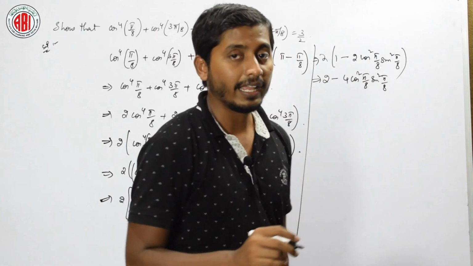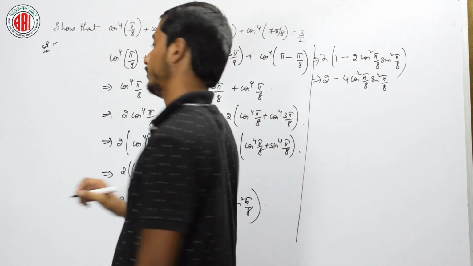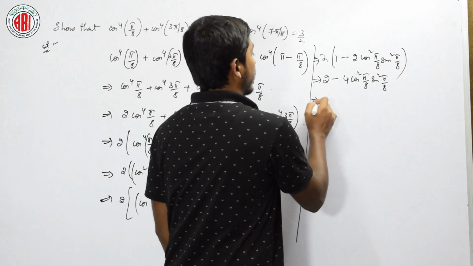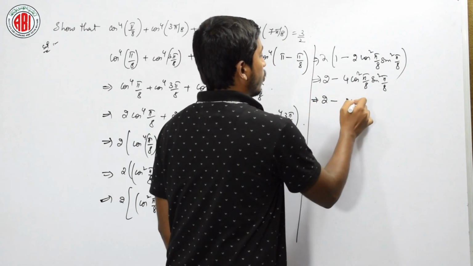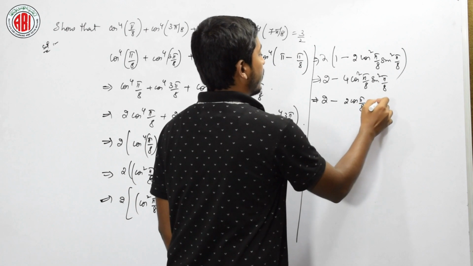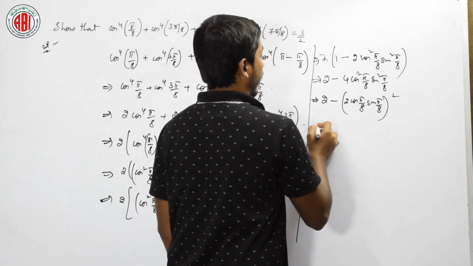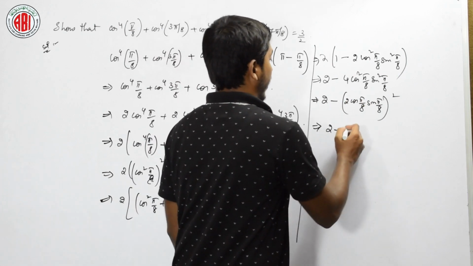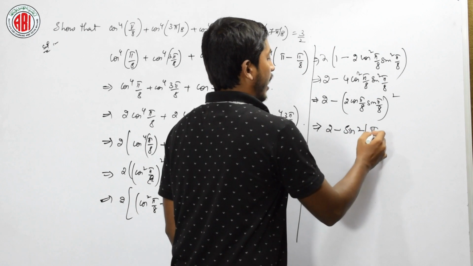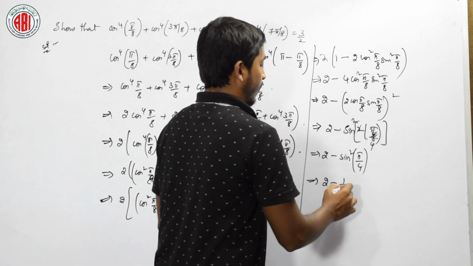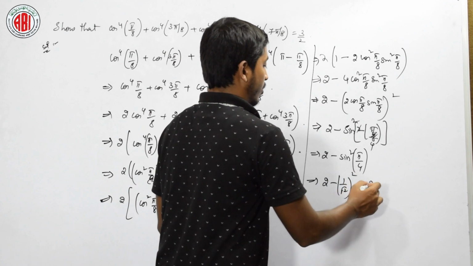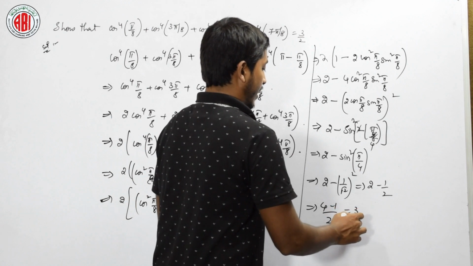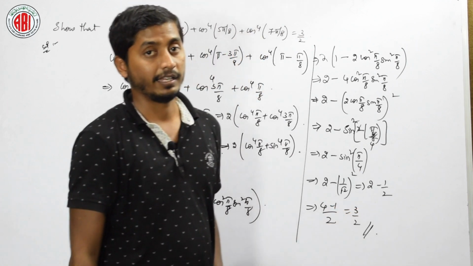Can I take it as common? Here this can be written as 2 minus 2 cos pi by 8 sin pi by 8 whole square. Isn't it? 2 sin a cos a, what is it? It is nothing but sin 2 a whole square, again 1 by root 2, which is nothing but 2 minus 1 by 2. LCM is 2, 4 minus 1 is 3 by 2. Is it clear? Did you understand the problem?